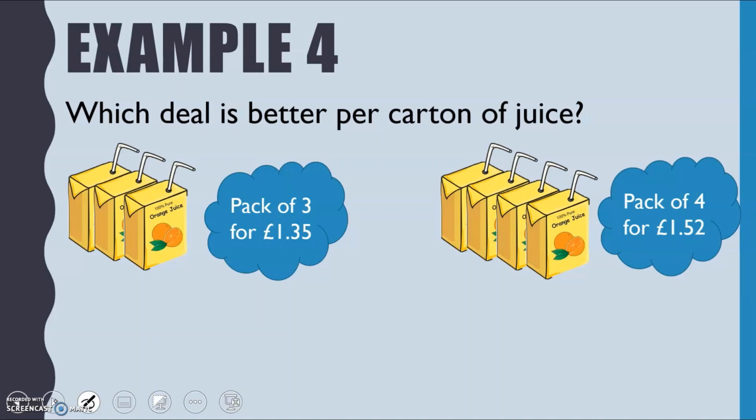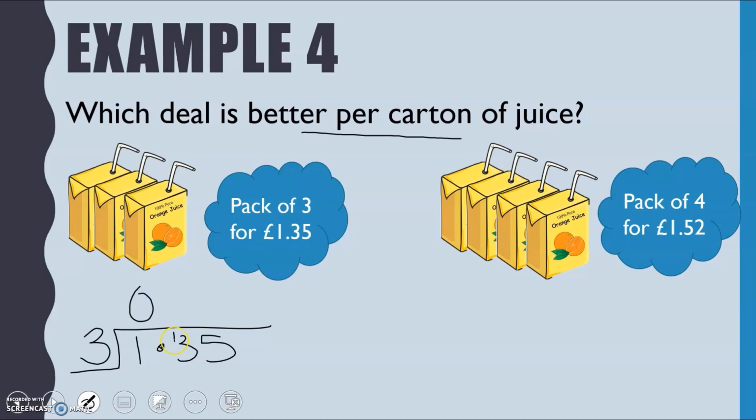Example number 4 then, which deal is better per carton of juice? So per carton tells us that we are going to have to divide these things equally. So a pack of 3 for £1.35, well 3 goes on the outside because I'm wanting to find one carton, that's what per carton means, and then put my price on the inside. 3 can't go into 1, so we put a 0, line up that decimal point. 3 goes into 13 4 times with 1 remainder, and 3 goes into 15 5 times. So here I can see that in that 3 pack it's 45p per carton.